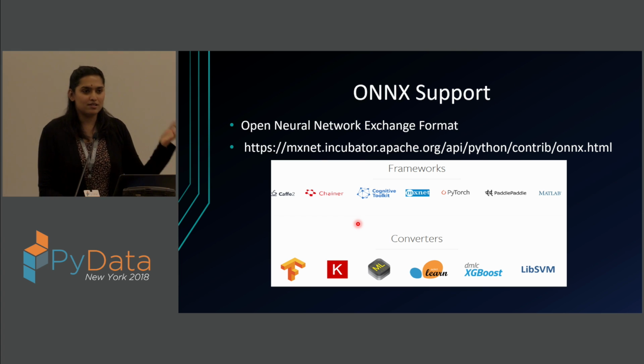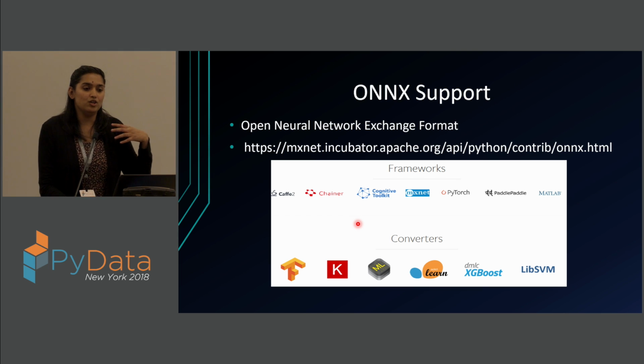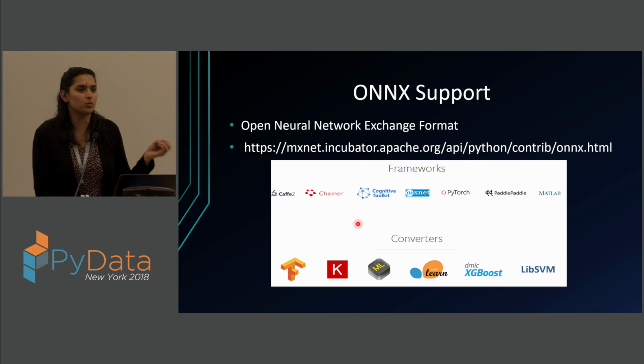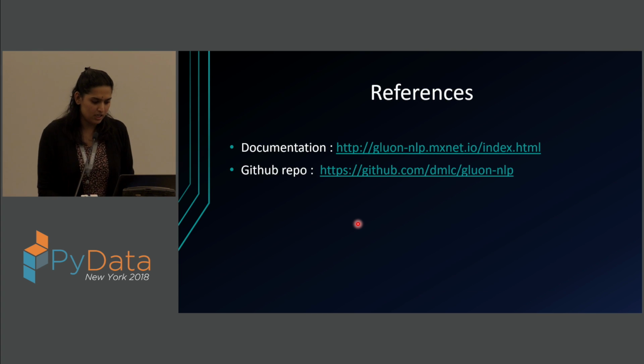So this basically just increases the flexibility of using models that might not be available in the MXNet world or in GluonNLP right away, or if you've created a model which is really high performing, but it's all written in PyTorch. You don't really have to sit and rewrite it in GluonNLP. It can be directly imported due to the ONNX support.